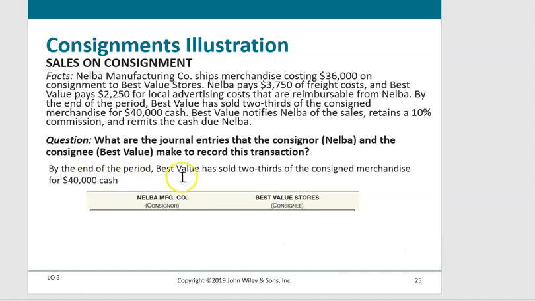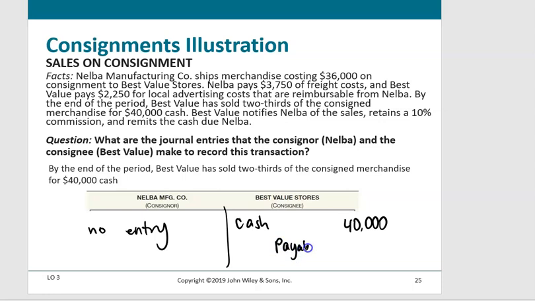Next, by the end of the period, Best Value has sold 2/3 of the consigned merchandise for $40,000 cash. Now, we don't see anything about Best Value notifying the consignor we've sold the merchandise. So for now, until the consignor is notified, it makes no entry. And the consignee, the dealer, receives cash from the customers, $40,000, and now records that not as revenue, but as a payable to the consignor.